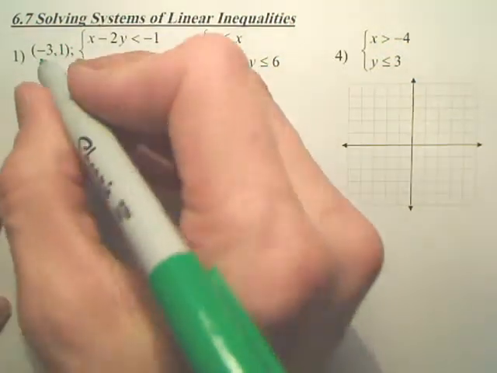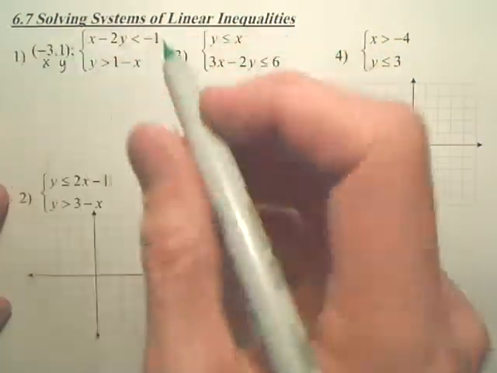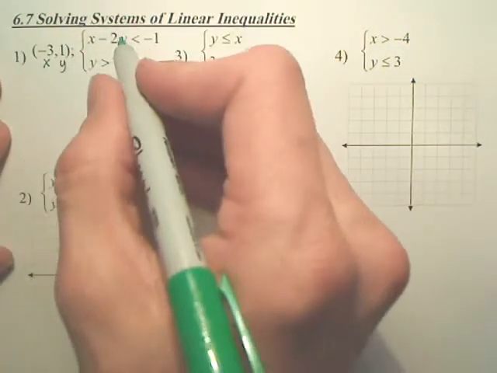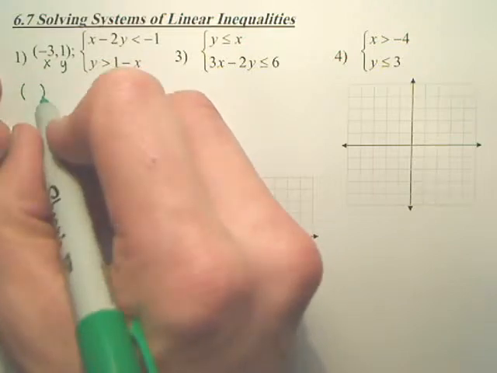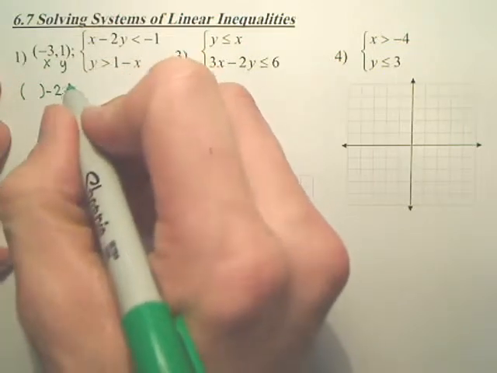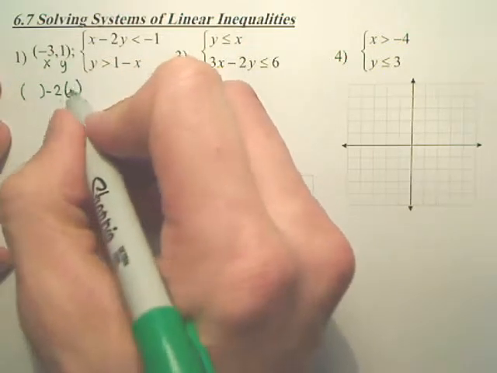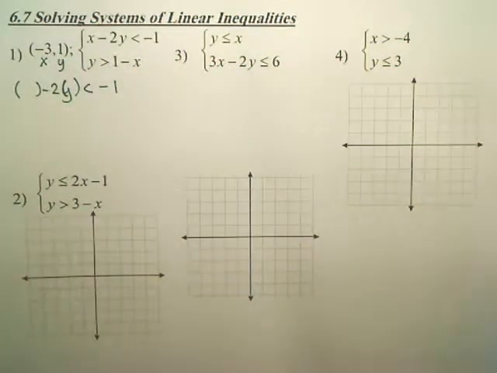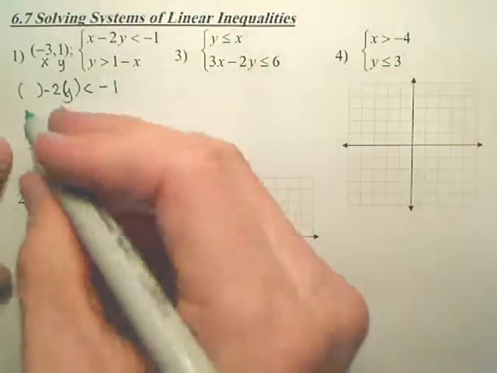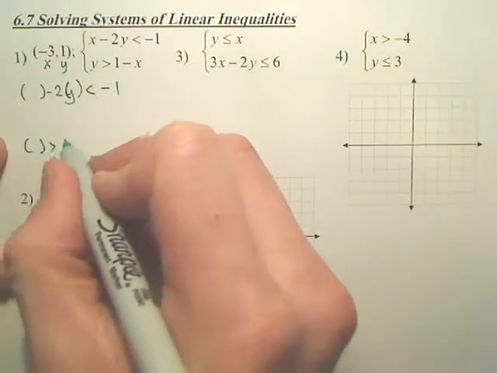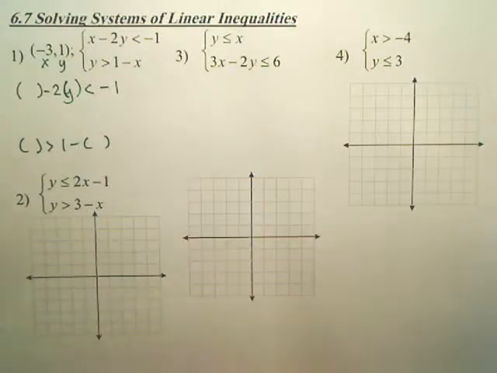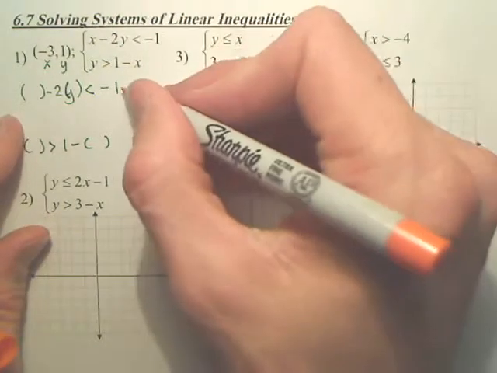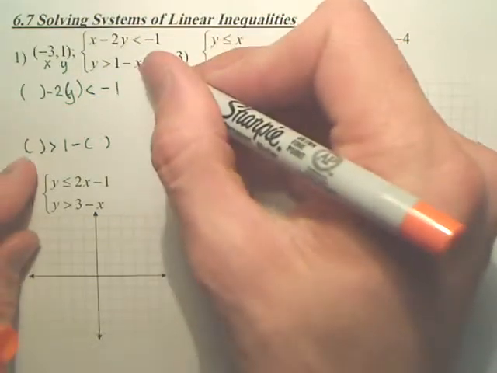Okay, I want to see if this coordinate is a solution to these two. So what I'm going to do is, this is x, this is y. I take the first equation, x minus 2y, sorry, I'm going to put a number in for y, is less than negative 1. And for the other one, I have y is greater than 1 minus x. This is the first equation, this is the second equation.